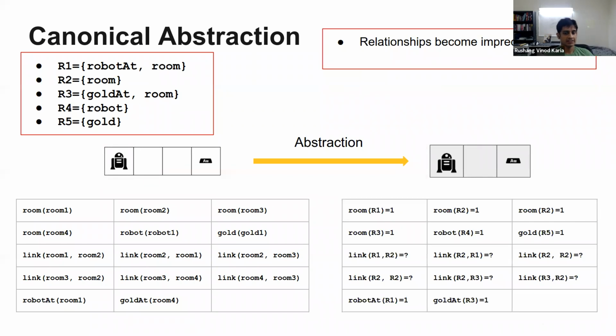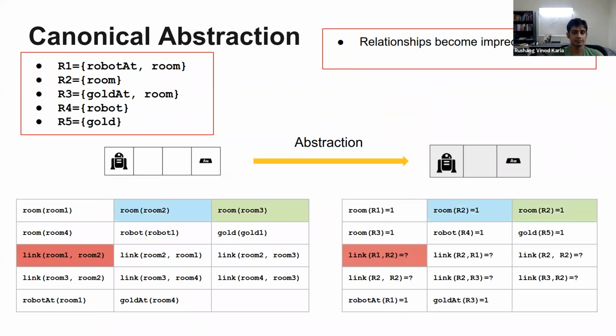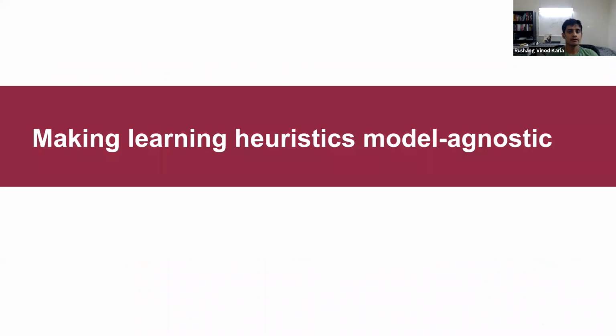Another problem that arises is providing truth valuations to predicates in an abstract state, because relationships become imprecise. For example, link room 1, room 2 in red corresponds to link R1, R2 in the abstract state. However, room 2 has two different objects. A role 2 is represented by two different objects, which is room 2 and room 3, out of which only room 1 and room 2 is true. So we use three-valued logic, where for predicates which satisfy some relations but not all, we represent the truth value of half, which says unknown.